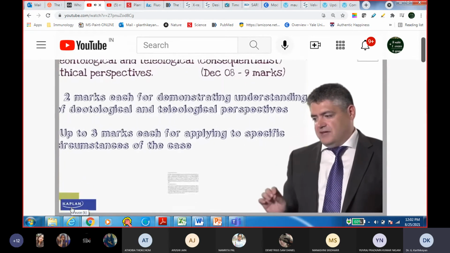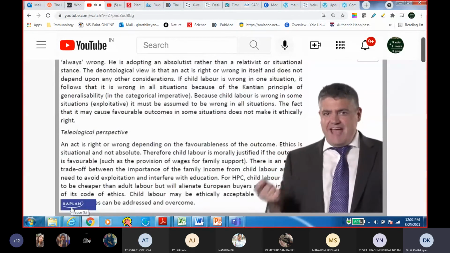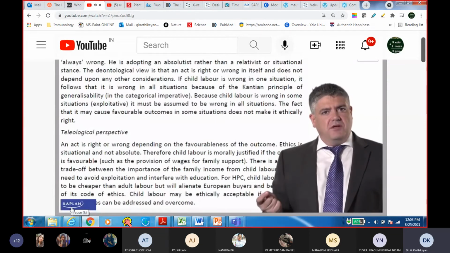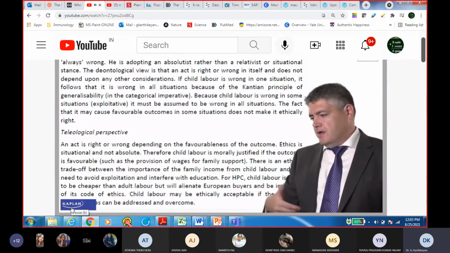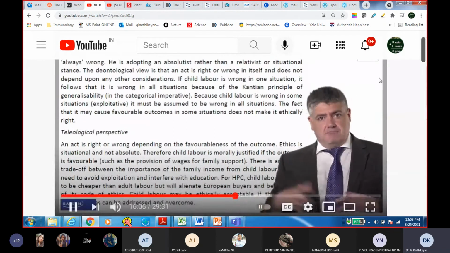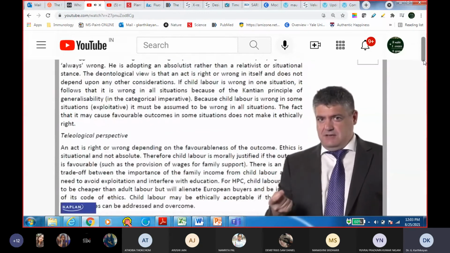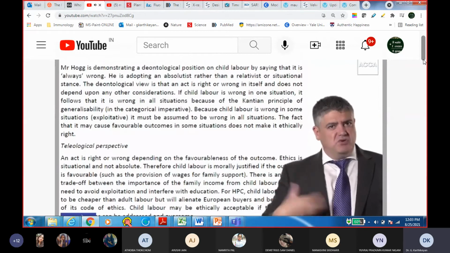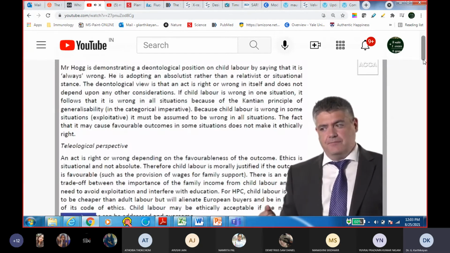So here's an extract from the answer. And it's got some of my most favourite lines in any answer written. It's a brilliant answer. But as you read through, look at what you know, not what you don't know. Keep it simple. So Mr. Hogg is demonstrating a deontological position on child labour. I'm telling the examiner that I understand and I can assess Mr. Hogg's position. He's saying that it's always wrong. I'm just using words from the actual question as well as probably in the scenario.